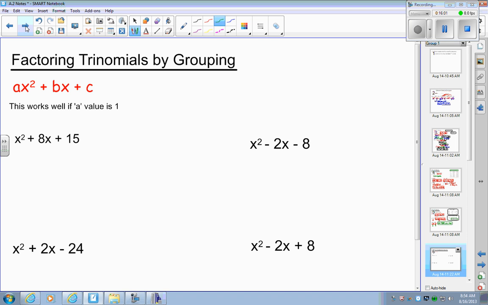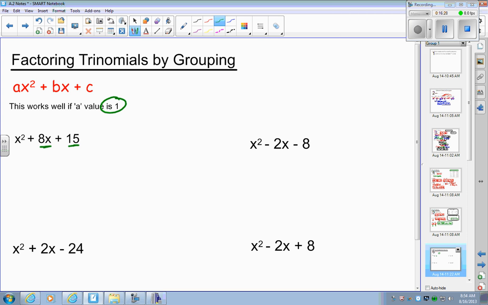These work well if the a value is a 1. And if you guys are able to get these factored, you can go ahead and skip through the video till the next piece. So this is kind of something we've been doing in the department new the last couple of years, this idea of factoring by grouping. So again, this only works well if the a value is a 1. If it's not a 1, we'll show you something different in just a minute. So I need to multiply to 15, and I need to add to 8.